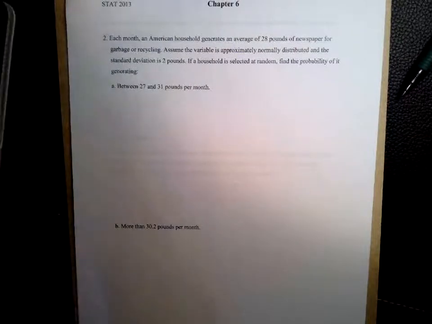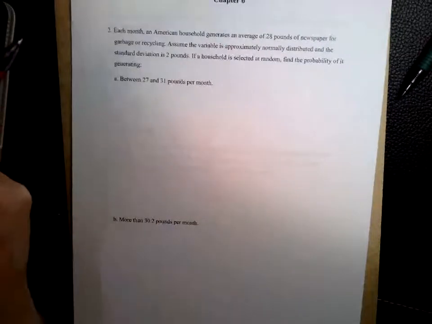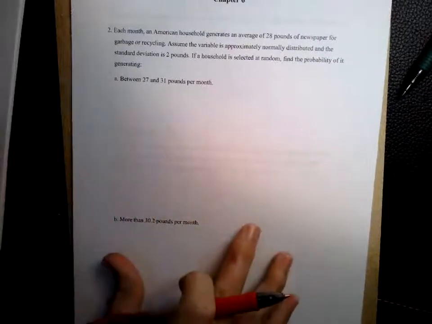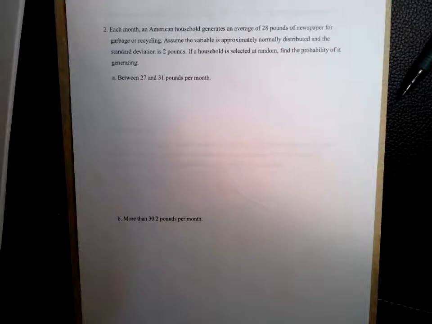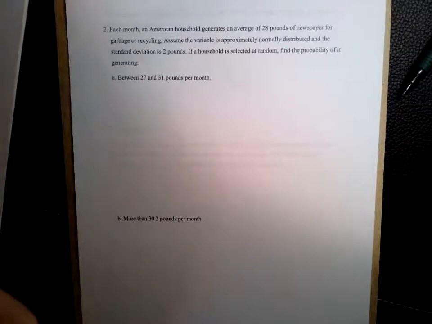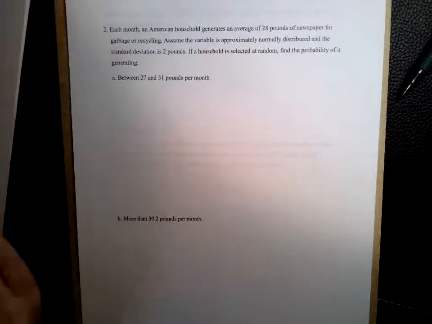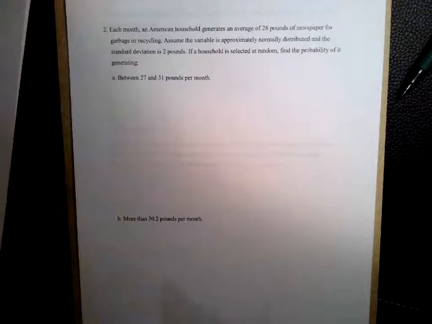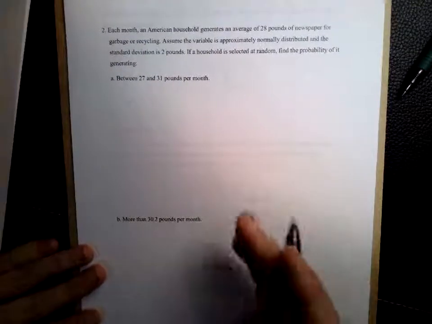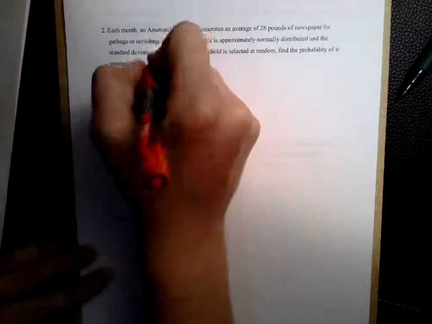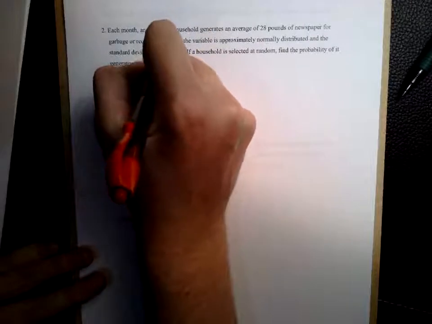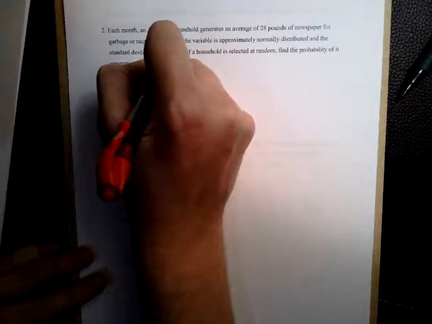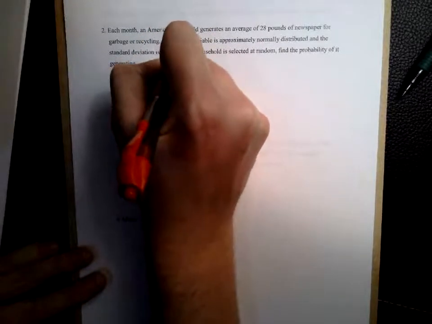This second example says, each month, an American household generates on average 28 pounds of newspaper for garbage or recycling. Assume the variable is approximately normally distributed and the standard deviation is 2 pounds. If a household is selected at random, find the probability of the following. Now in this case, what is the random variable we're looking at? So in this case, we're looking at pounds of newspaper. So our random variable x will be pounds of newspaper.